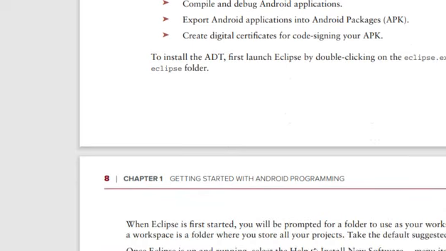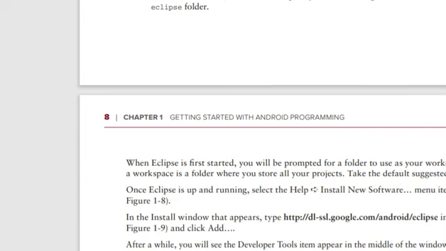Here you can see, to install this ADT, that is a development tool, you have to go to this particular location. That is, once you launch your IDE, you have to go to Help, and under Help you have Install New Software. If you click on that, you'll get a text box where you have to enter the path.